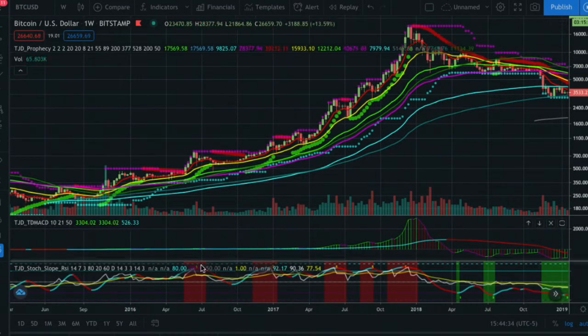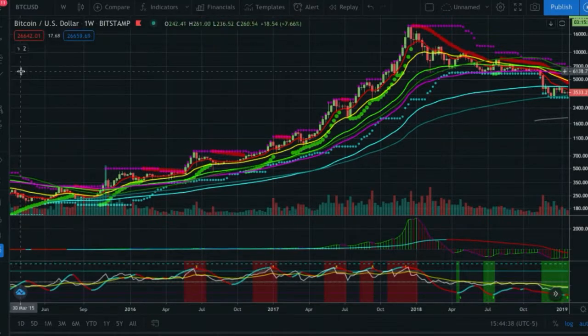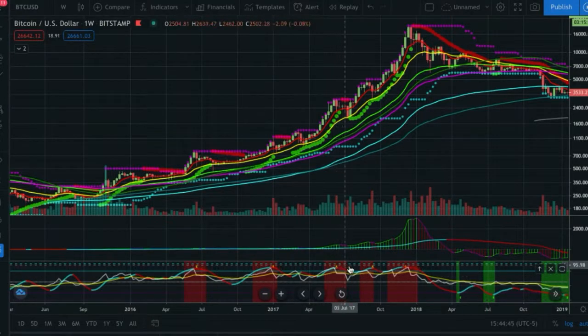And you'll notice that every time we get one of those sell-offs, we get a hard sell and leave the bullish control zone. Hard sell, leave the bullish control zone. Again, and again, and again.